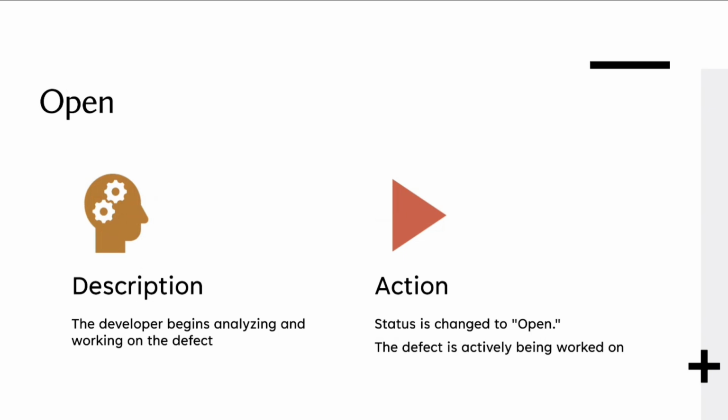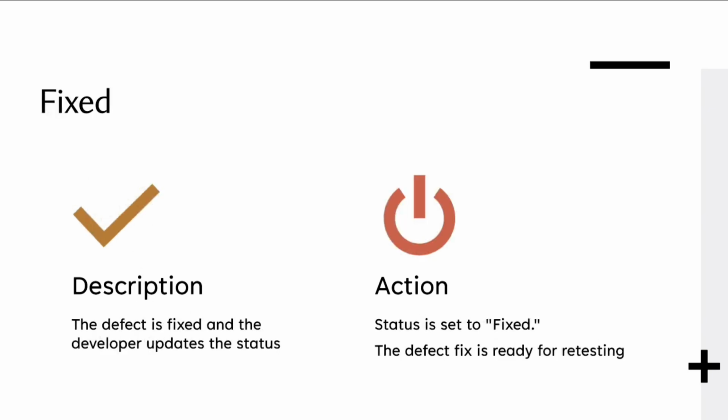Now another is open. Open is when developers start analyzing and working on the defect, and the developer changes the status from assigned to open. That means the developer has started working on this defect and is spending time on it. And then we have fixed. Fixed means the defect is fixed and ready for retesting.